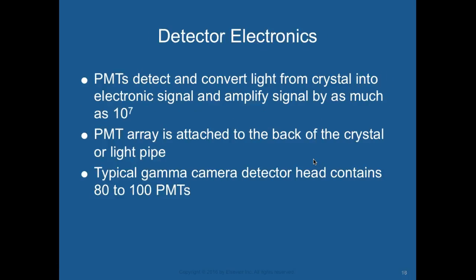The PMTs detect and convert light from crystals to an electronic signal and amplify the signal by as much as 10 to the 7th. The PMT array is attached to the back of the crystal or light pipe, and the typical gamma camera detector head contains 80 to 100 PMTs.